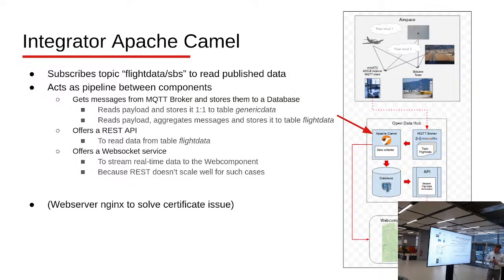The integrator is the next part. This is, of course, this pipeline, Apache Camel. So we process the data in Apache Camel. It's a kind of high-level tool where you can just say, okay, I want to stream the data, take the data from the Mosquitto, put it into the database, put it onto a REST API, and enable a WebSocket interface as well, so that you can just share the data wherever you want.